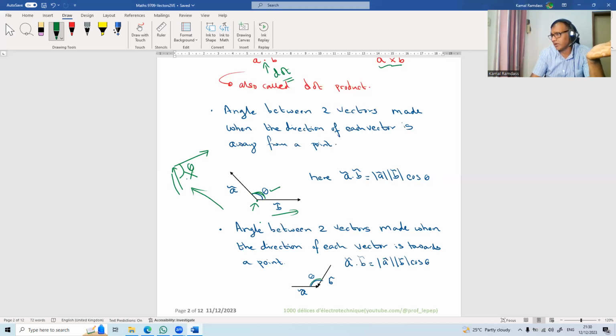Là, on va vous dire que, et bon, A bar dot B bar, ça veut dire the dot product of two vectors is equal to modulus of A bar times modulus of B bar, modulus the magnitude of A bar times magnitude of B bar, times cos theta, where theta is the angle between the two vectors. Here also it is the same. Okay? A bar dot B bar is equal to modulus of A bar times modulus of B bar times cos de theta.